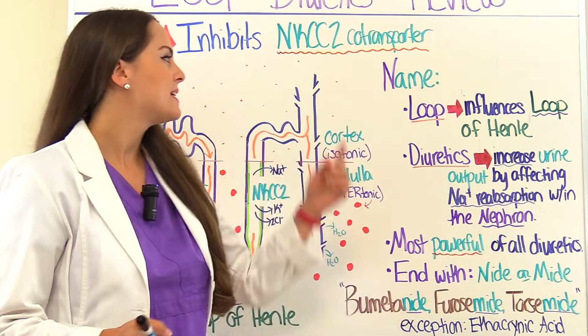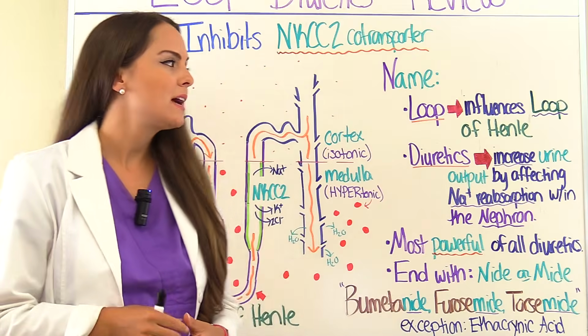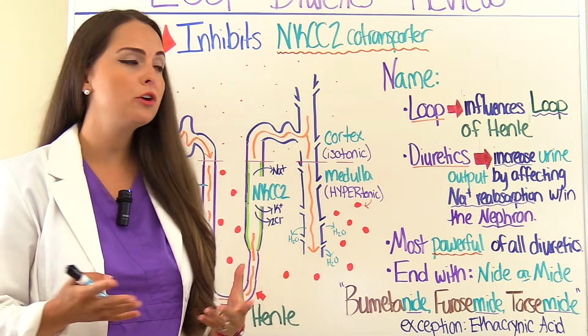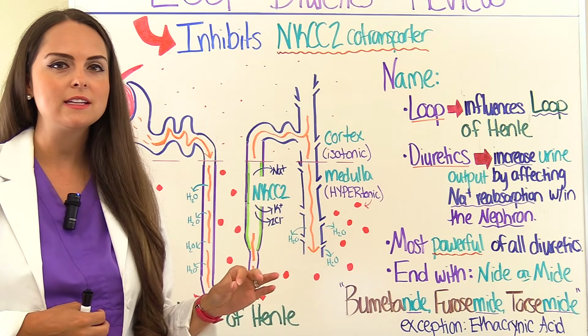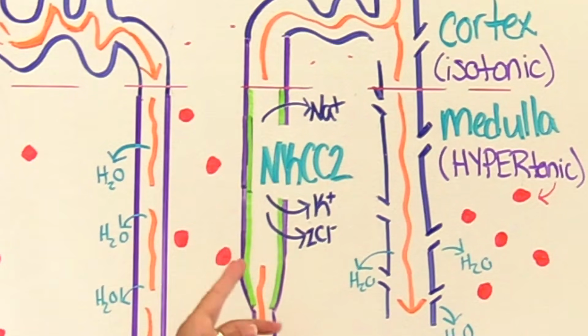So let's start with the name. We are dealing with loop diuretics. Loop tells us that this medication is going to influence how the loop of Henle works within this nephron. And specifically, loop diuretics affect the thick ascending limb of the loop of Henle.